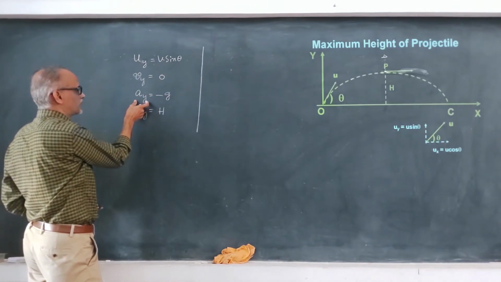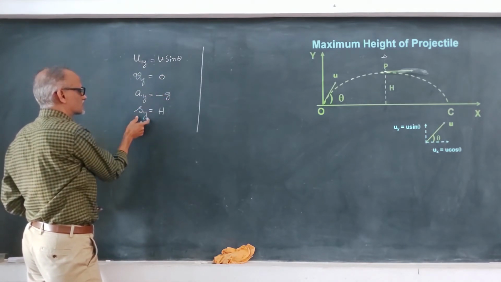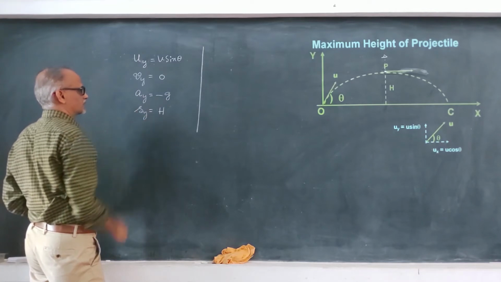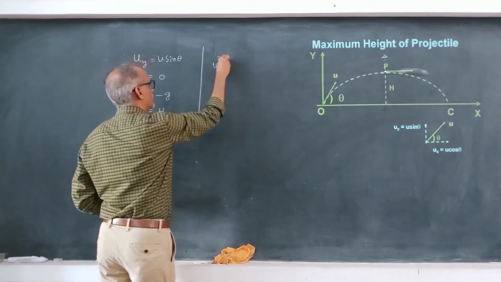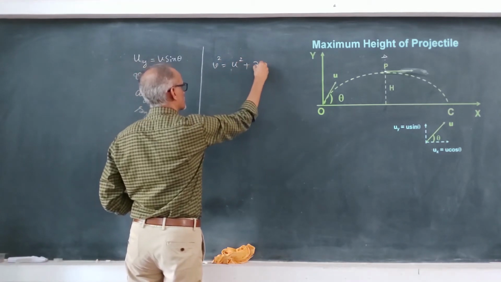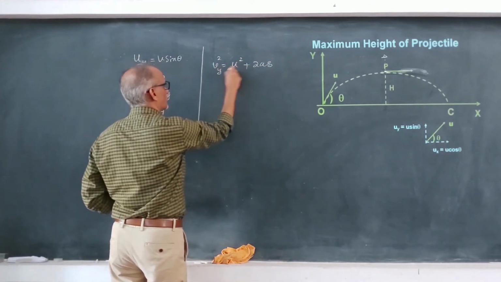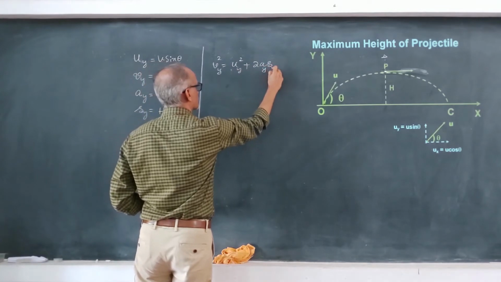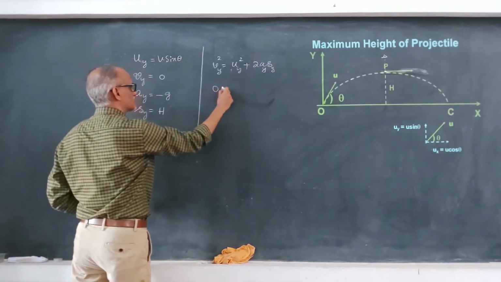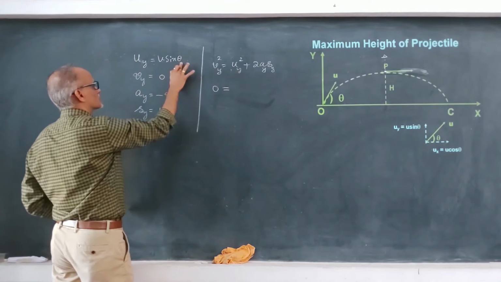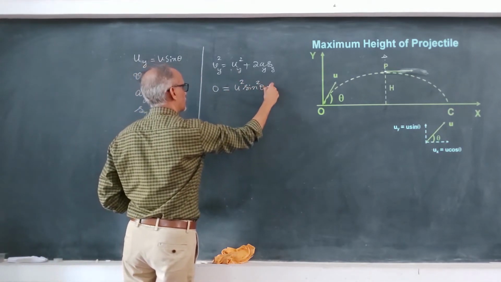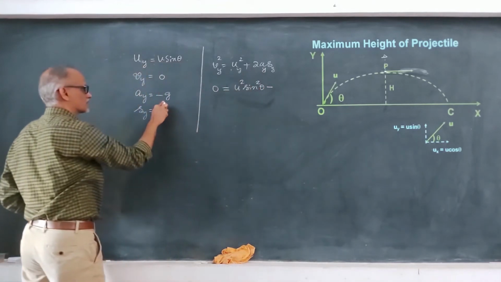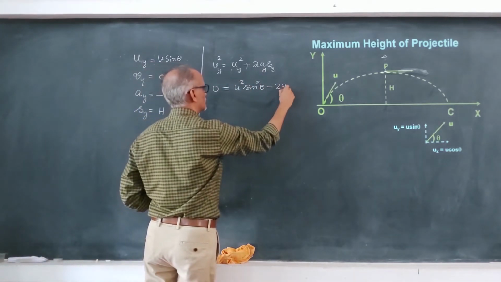And what is the acceleration upward? Minus g. What is the displacement along the vertical? It is h. Now, which is the equation that relates all these variables? That is v square is equal to u square plus 2as, everything along the y-axis. So, what is the final velocity? 0. What is the initial velocity? u sin theta, square it, u square sin square theta, minus, that is because of this, 2gh.